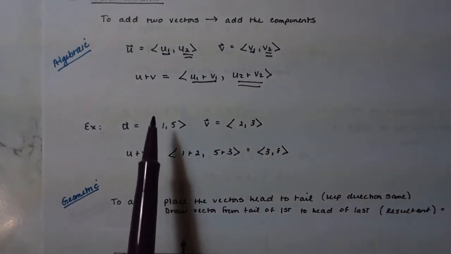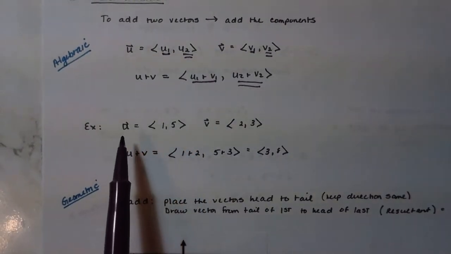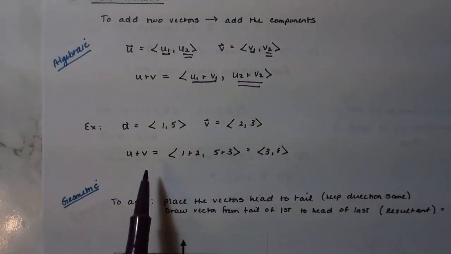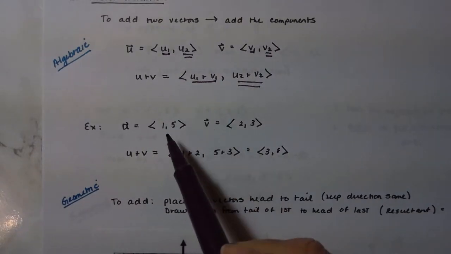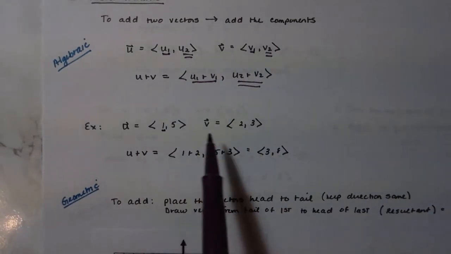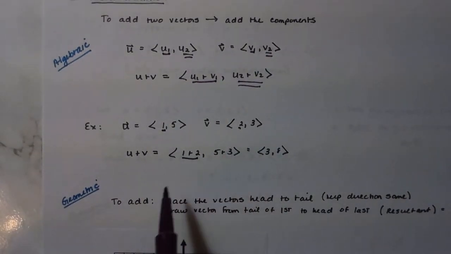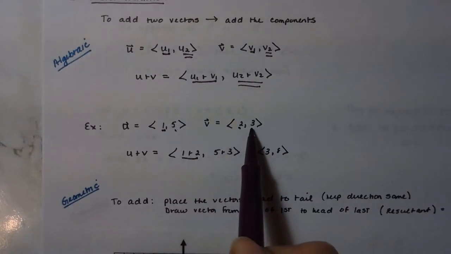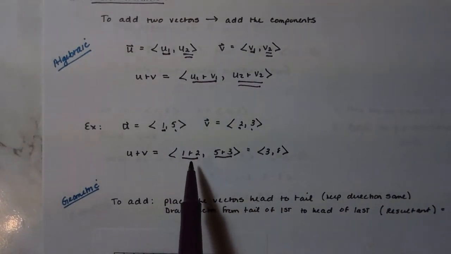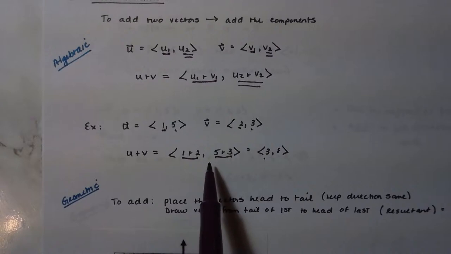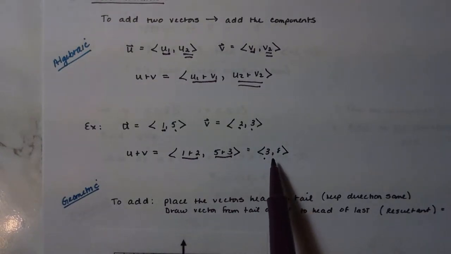Okay, so a little example here with some numbers. So here's vector u and here's vector v. And if I want to add them, I'm just going to add the corresponding components. So 1 plus 2 for this component, and then 5 plus 3 for this component. And 1 plus 2 gives me 3, and 5 plus 3 gives me 8.